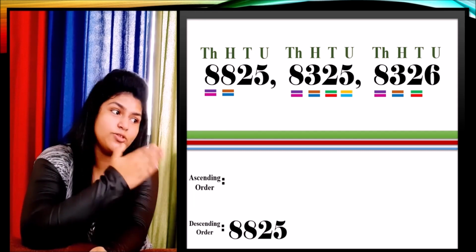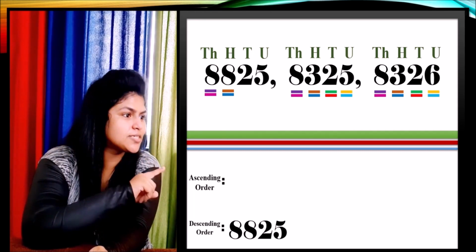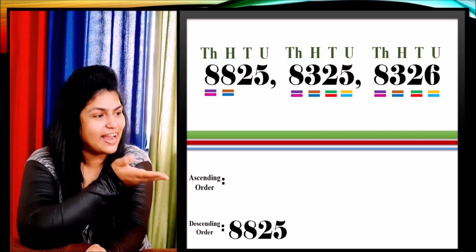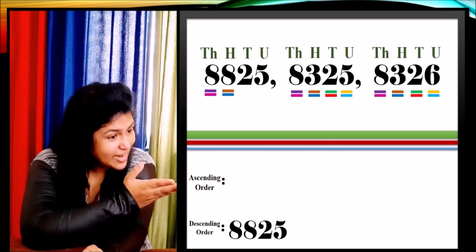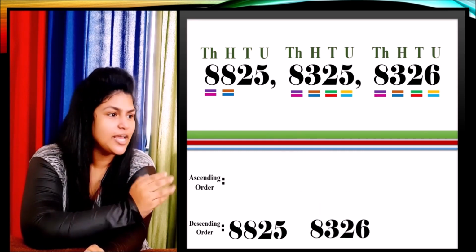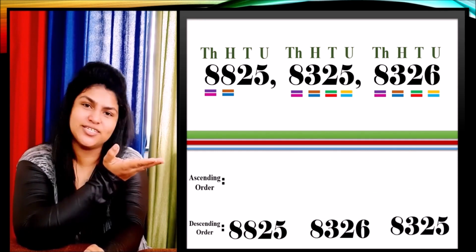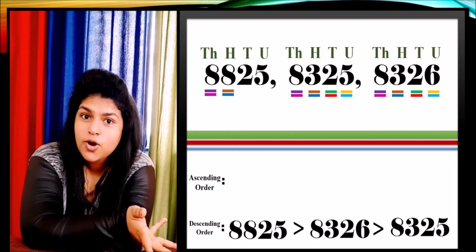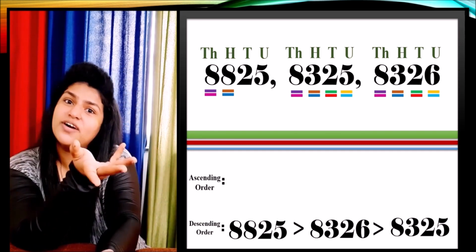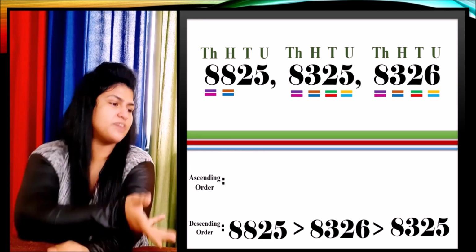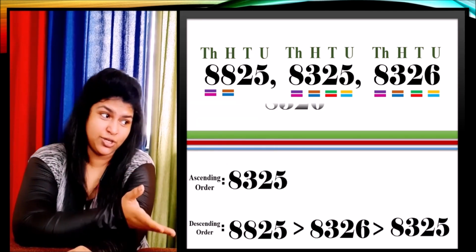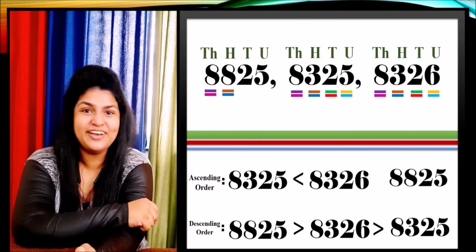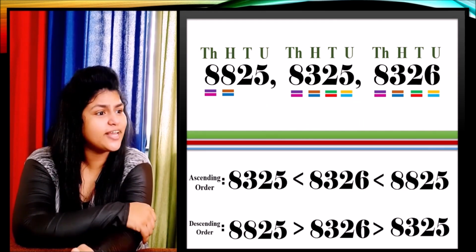In the units place, compare those two numbers. 5 and 6. You tell me, 5 is big or 6 is big? 6. So you got your next big number. That is 8,326. Quickly write that down in the descending order. Finish. And then finally which number is left? The smallest number of the 3. So quickly write 8,325. You've got the descending order. Easy. Just write the reverse in the ascending order. So you will write 8,325. Then you will write 8,326. Then you write 8,825. Finish. Let's go to the next one.